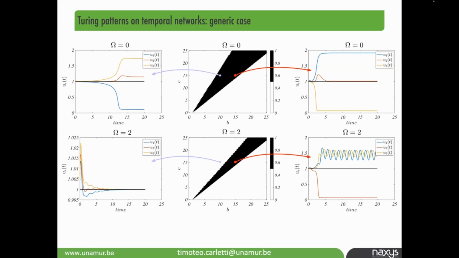Okay? And here, moreover, you have this oscillating pattern, because in some sense it feels the fact that the network is oscillating. So this is an example where the network can oscillate with any speed, even very slow, because omega can be small, but then you reduce the possibility to have a Turing pattern.